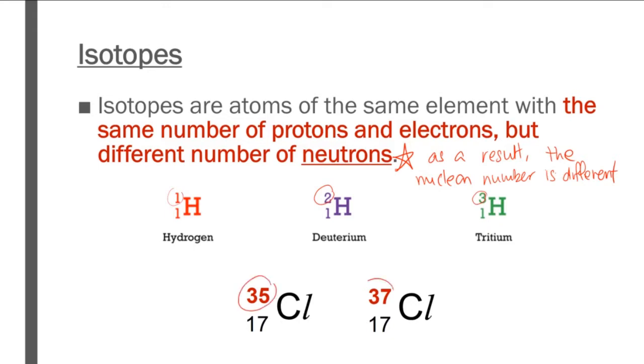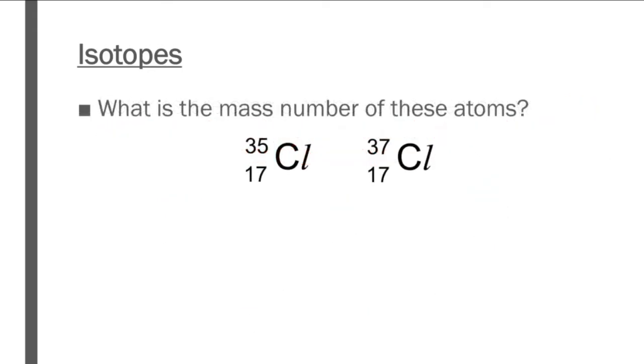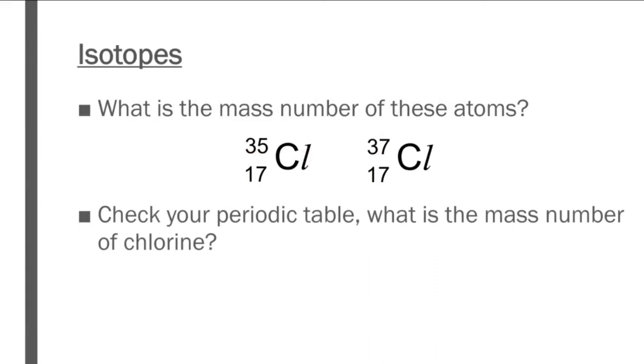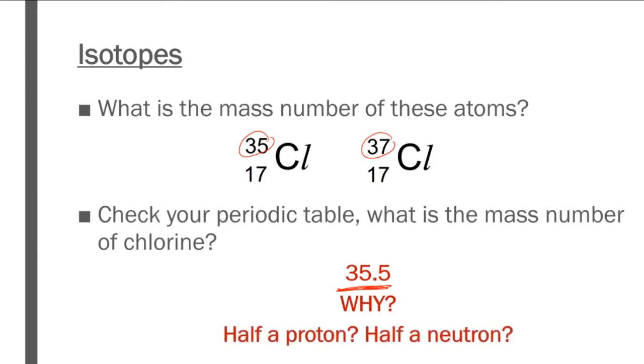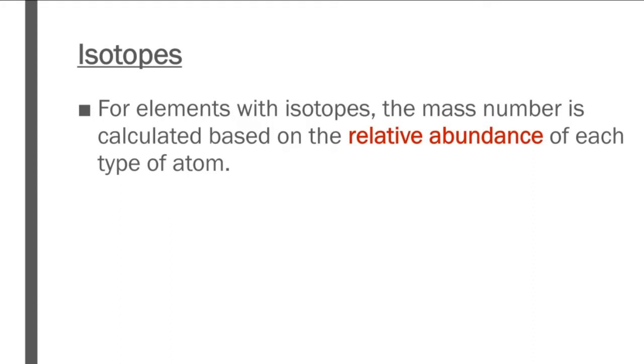For chlorine, similarly. So, what exactly is the mass number of these atoms? The mass number of these two are 35 and 37. But if you take a look at your periodic table, the mass number of chlorine is actually 35.5. So why is it neither 35 nor 37? Could it be that chlorine actually has half a proton or half a neutron? That's not possible. This is because for elements with isotopes, the mass number that you see is actually calculated based on the relative abundance of each type of atom.